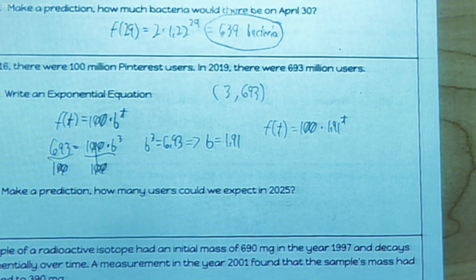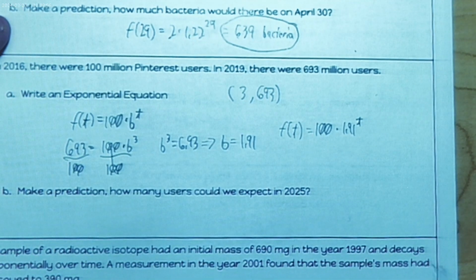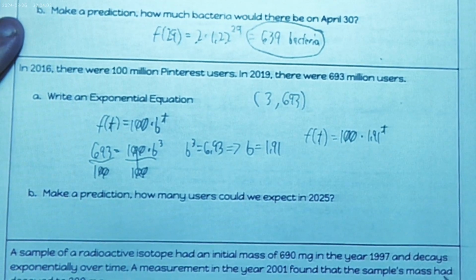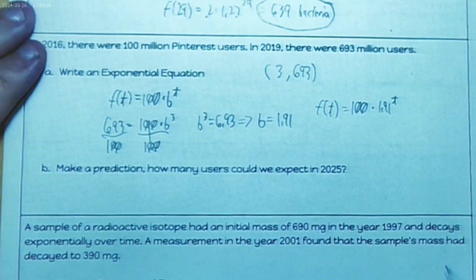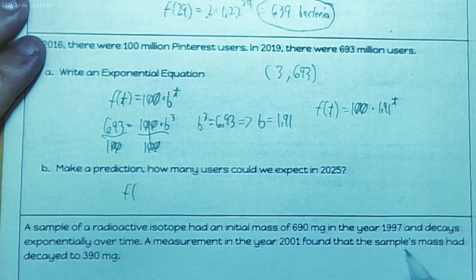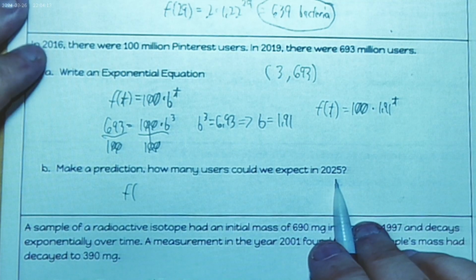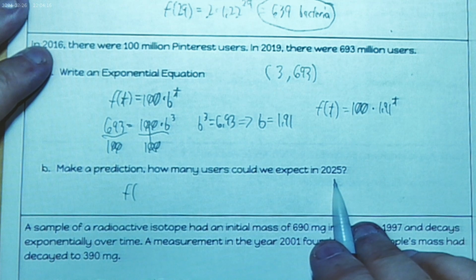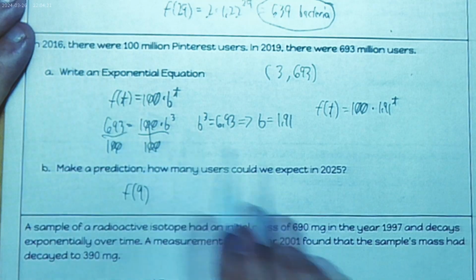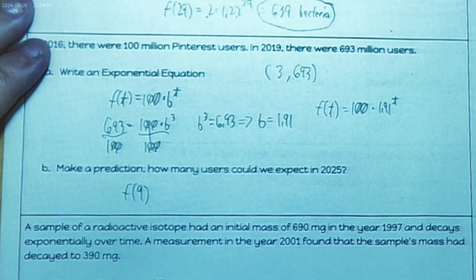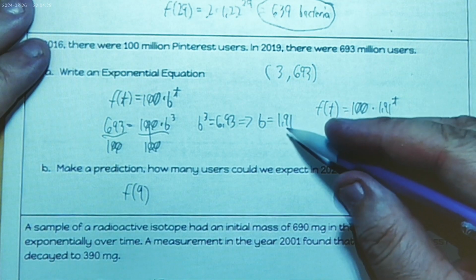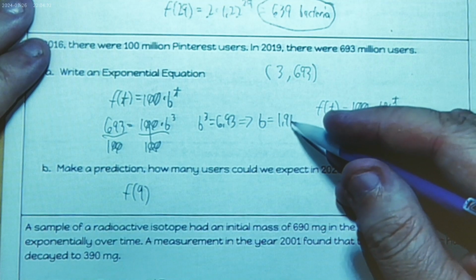How many users could we expect in 2025? Oh, the long time away of 2025, the future where we have jetpacks and colonies on the moon. So make a prediction. How many could we expect? Well, what I'm going to do is put in the difference between 2025 and 2016, which should be 9. And so what that'll do is cover the time gap between 2016 and 2025, because every year they're growing by 91%. They're being left with 1.91 of what they started.